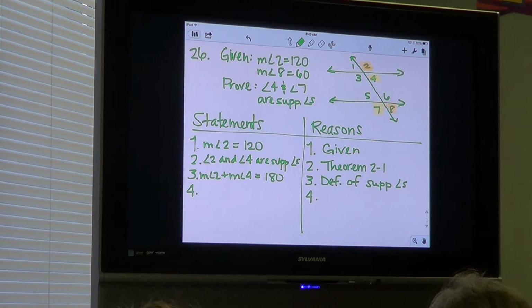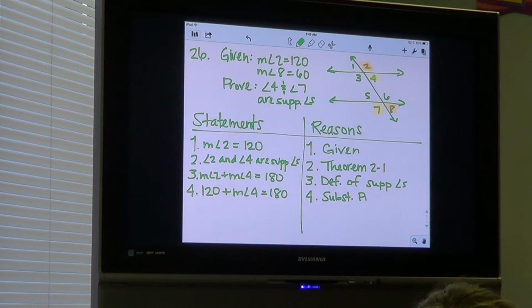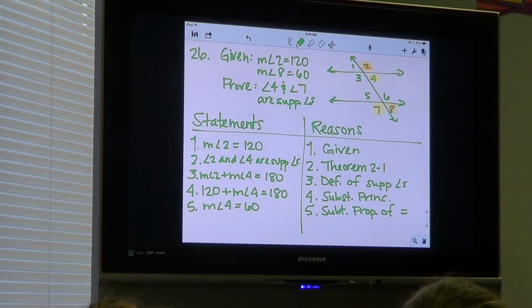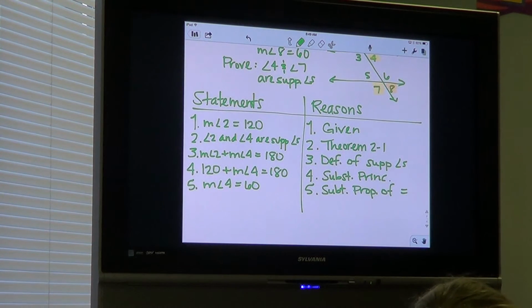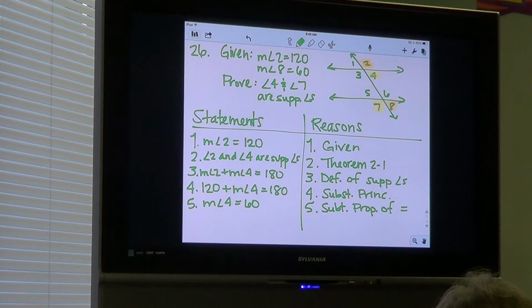Sarah? You plug in 120 for the measure of angle 2. Yes, I need to put in 120 for the measure of angle 2. So I need to say 120 plus the measure of angle 4 equals 180 because of substitution. Yes. Okay, good. And then I can do what you guys are saying and say that the measure of angle 4 is 60 because of the subtraction property of equality. Okay, very good. So now I know that the measure of angle 4 is 60.